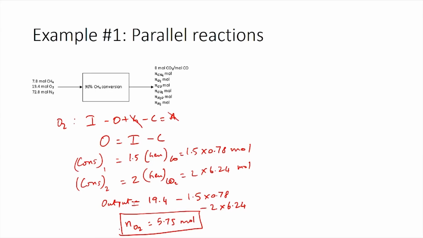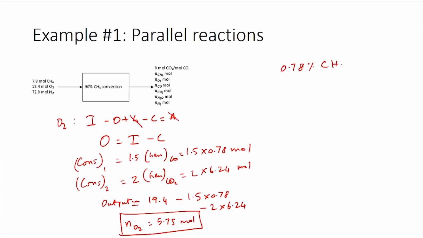With that, we have all the components which are present in the product stream. We know the moles of each of these components. The summation of all these moles will give us the total moles of the system. Using that, we can calculate the product composition.